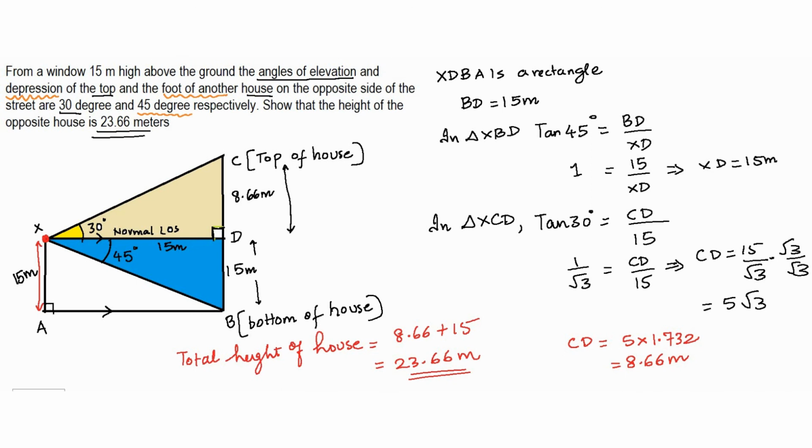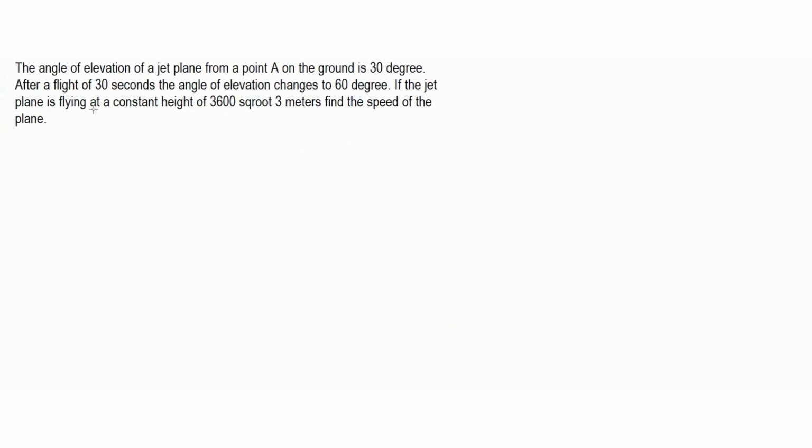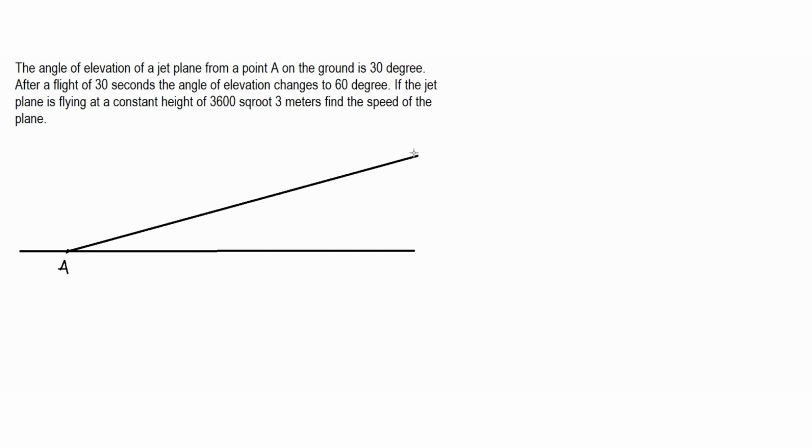Moving on to the next one. So let's consider the following question. The angle of elevation of a jet plane from a point A on the ground is 30 degrees. As I read this sentence, let me make a figure. This is the point A. This point is on the ground. The angle of elevation of the jet plane, so let's imagine that the jet plane is here. The angle of elevation, that is this particular angle, is 30 degrees.